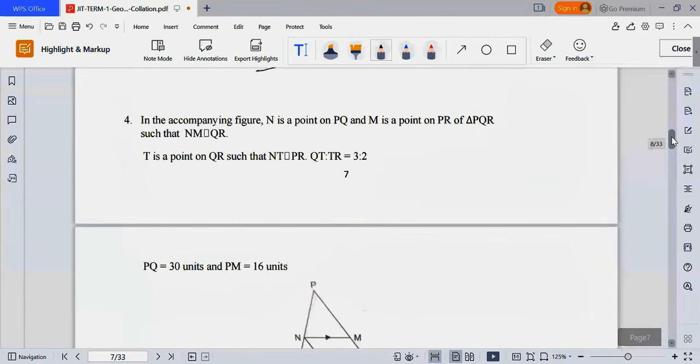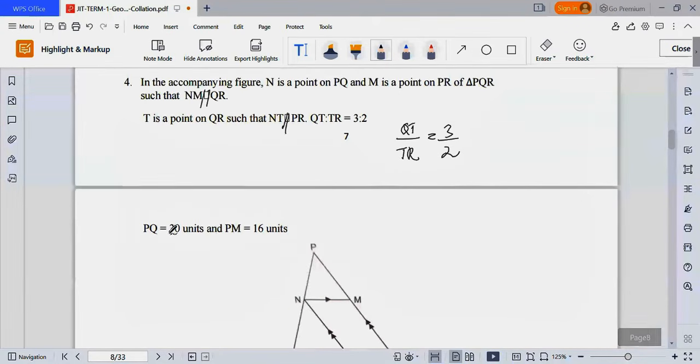Now, question 4 says, in the accompanying figure, N is a point on PQ and M is a point on PR of triangle PQR such that NM is parallel to QR. T is a point on QR such that NT is parallel to PR, and then QT is to TR has a ratio of 3:2. So you can also write this in this form: QT over TR is equal to 3/2. So remember, you can write it in ratio form or you can write it as a fraction. It's still the same thing.